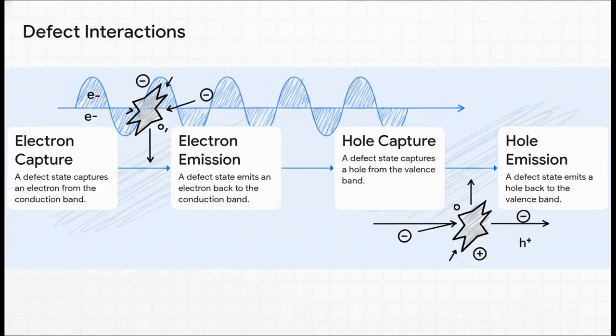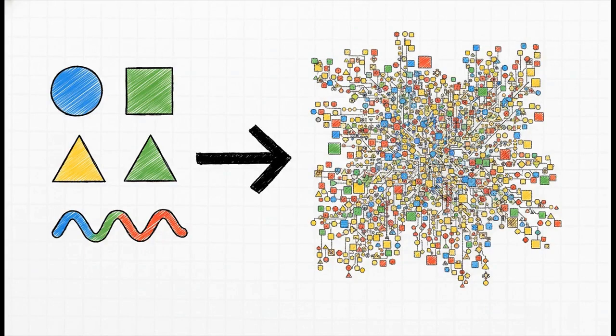So how do these stepping stones actually work? Well, it all boils down to just 4 basic actions. A defect can capture an electron. It can emit an electron. It can capture a hole, or it can emit a hole. That's it. Just those 4 simple moves. But here's the amazing part.